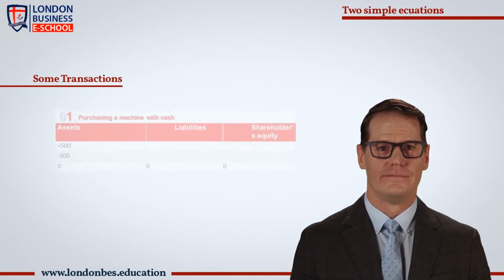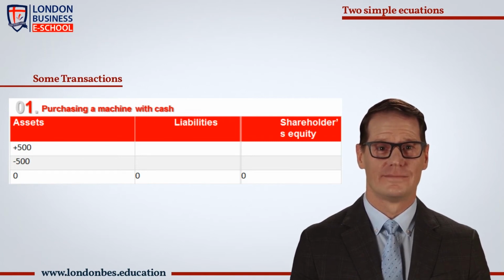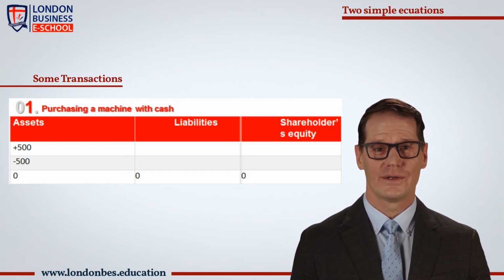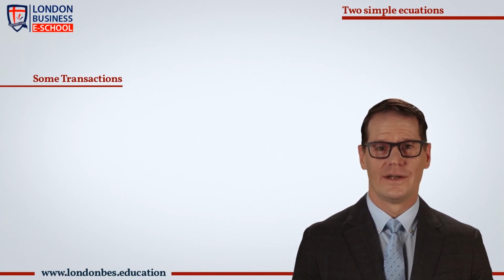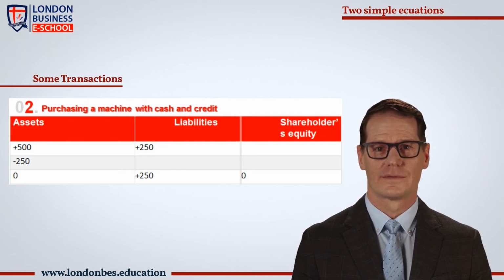The following are some transaction instances and how they alter the accounting equation. 1. Purchasing a machine with cash. Company XYZ wishes to purchase a $500 machine using only cash. This transaction would result in a debit to equipment of $500 and a credit to cash of $500. The net effect on the accounting equation would be as follows. This transaction affects only the assets of the equation, therefore there is no corresponding effect in liabilities or shareholders' equity on the right side of the equation.